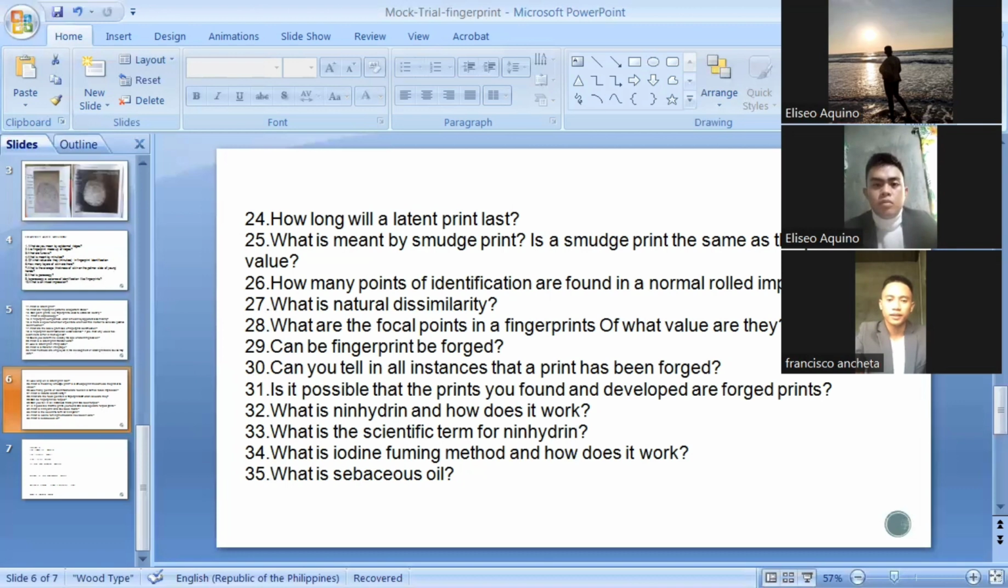So next is, what is the iodine fuming method and how does it work? The mechanism involves sublimation of iodine crystals to produce violet iodine fumes, which are absorbed into fingerprint mark residue, resulting in yellowish-brown finger marks. Last question is, what is sebaceous oil? Sebaceous oil, or sebum, is an oily substance that protects your skin from drying out.